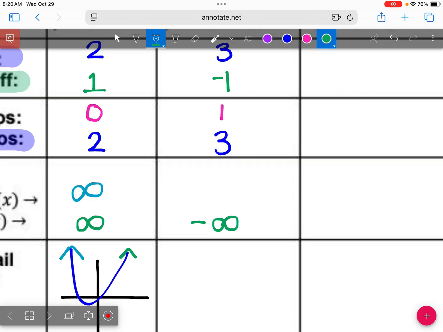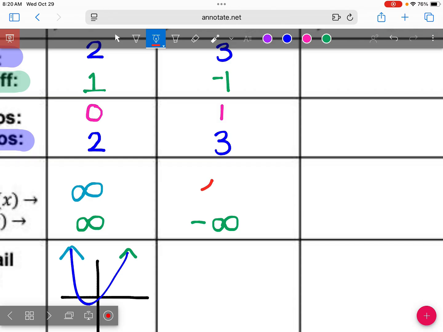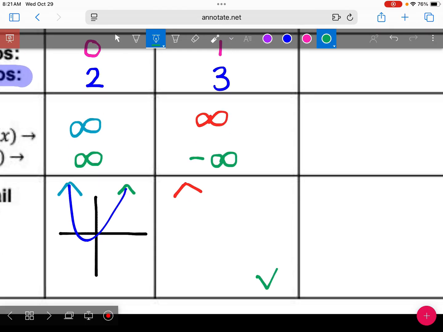Because that leading coefficient is negative, our left arrow is going to point which way? Up. Because we have an odd degreed function, it's got to go the opposite. So my left arrow is going to point up. My right arrow is going to point down.